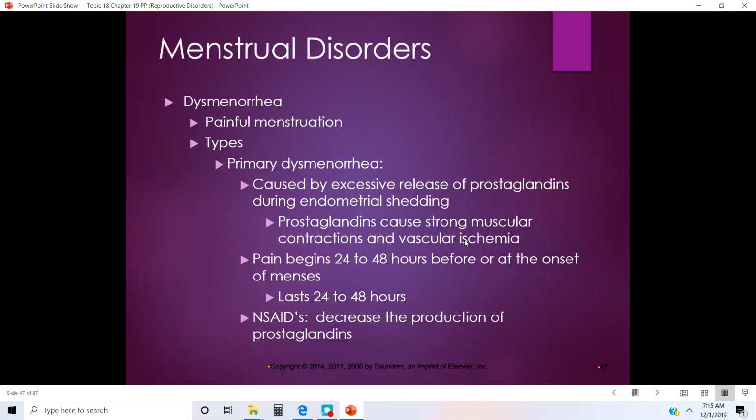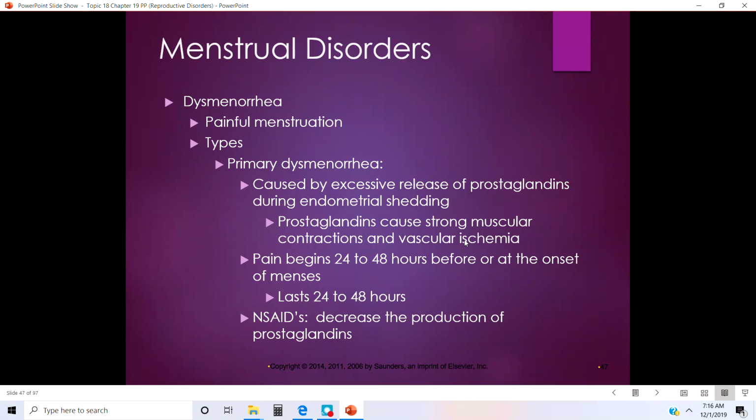So the prostaglandins cause strong muscular contractions and vascular ischemia. Again, during the menstrual cycle, the blood vessels in the endometrium will actually constrict so that the uterine lining will shed off, right? These prostaglandins are involved with that. So typically the pain begins 24 to 48 hours before or at the onset of menses, and it will last for about 24 to 48 hours, right? So a day or two.